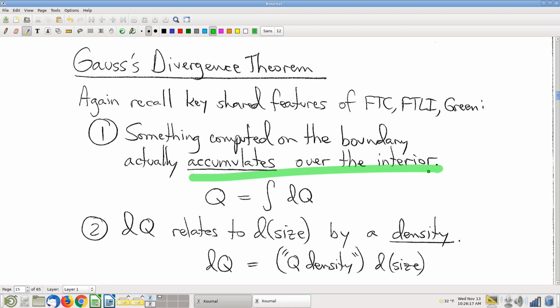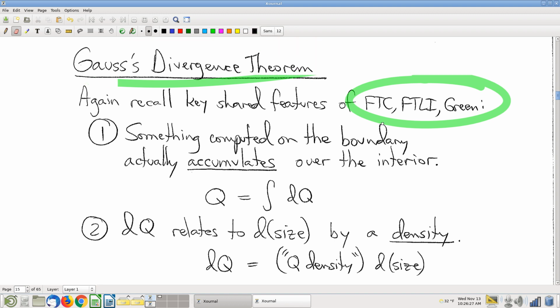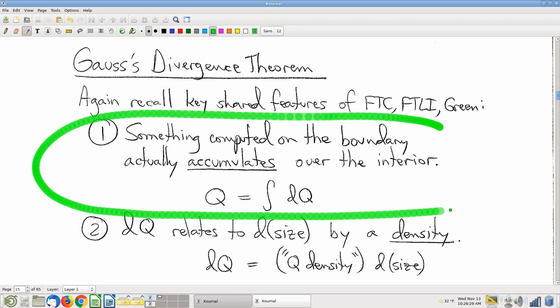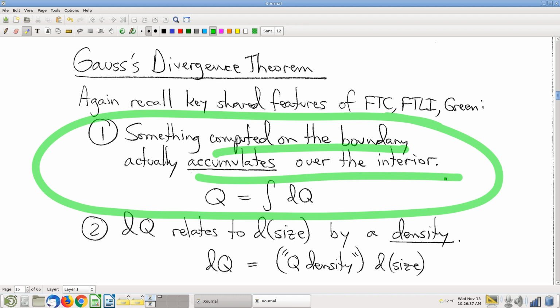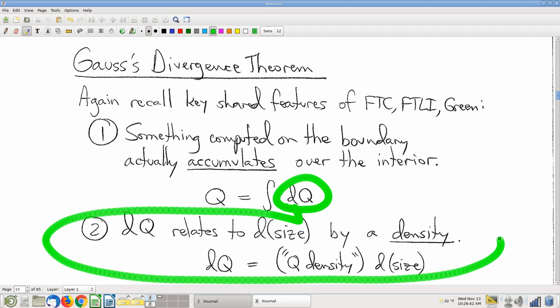Okay, so this is one of the big unifying ideas of all of these theorems, including Gauss's divergence theorem. And again, there's one more to come after Gauss's divergence theorem. First unifying property is that something that's computed on the boundary, we realize as actually accumulating over the interior. Next, the little pieces of quantity that we're interested in. We observe that that little piece of quantity can be viewed as something times size. In other words, that there is an associated notion of density.